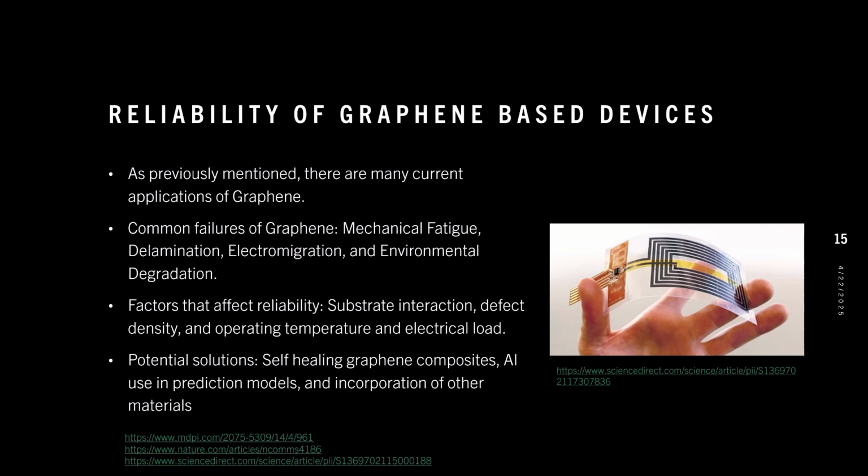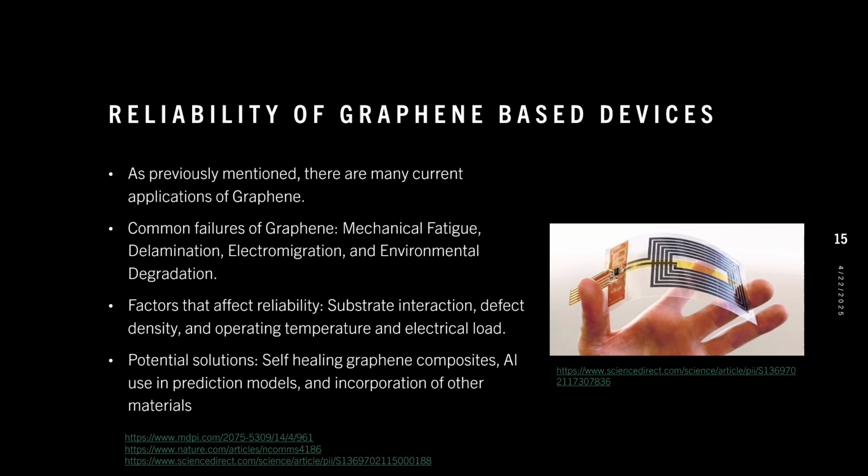Now that we looked at everyday applications of graphene, let's take a quick look at the reliability of graphene-based devices, which is essential for real-world use in things like flexible electronics, sensors, and energy storage, as previously discussed. Even though graphene is strong and conductive, it still faces challenges under long-term use. Some common failure mechanisms include mechanical fatigue, where repeated bending leads to microcracks, delamination, where graphene peels away from its substrate, electromigration, where atoms shift under high current, and environmental degradation from moisture, oxygen, or UV exposure.